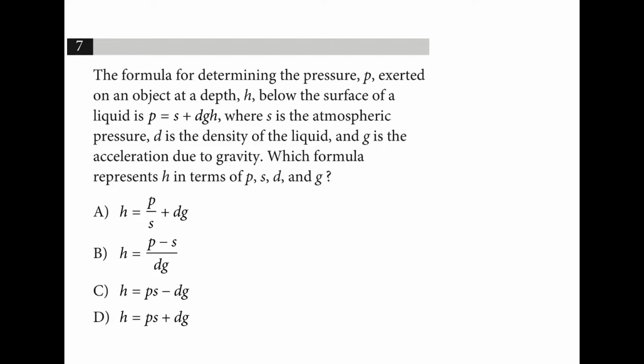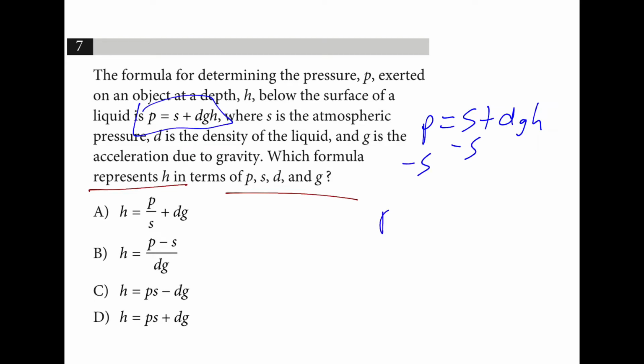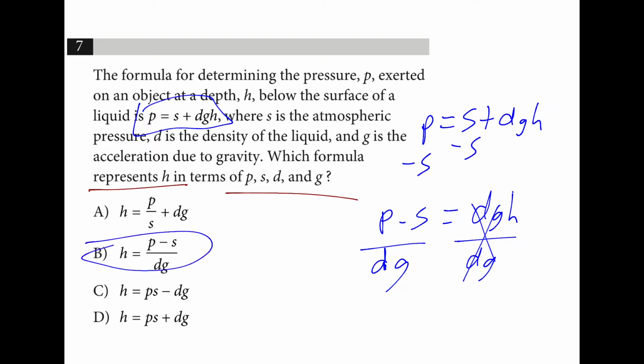Which formula represents h in terms of the other variables? So this is the formula, and we want to get h all by itself. First we're going to subtract s. P minus s is equal to dgh. Then we're going to divide by dg. H is left alone. We have p minus s on top, dg on bottom.